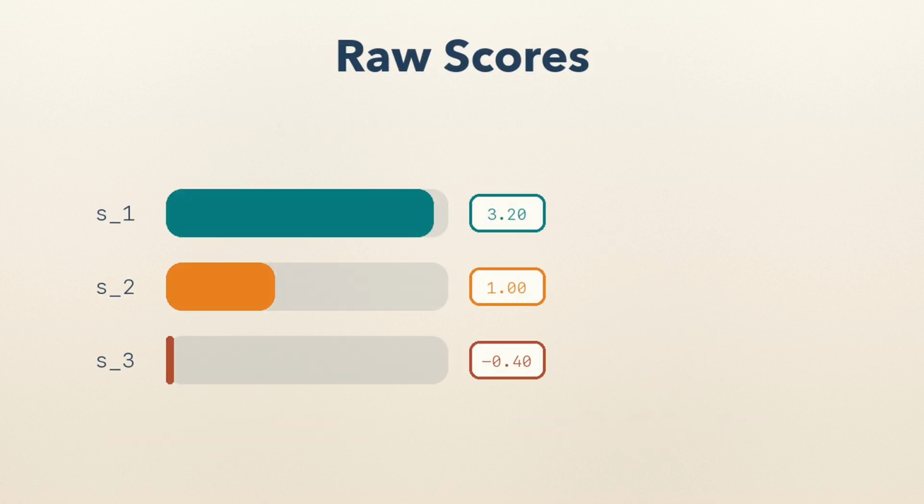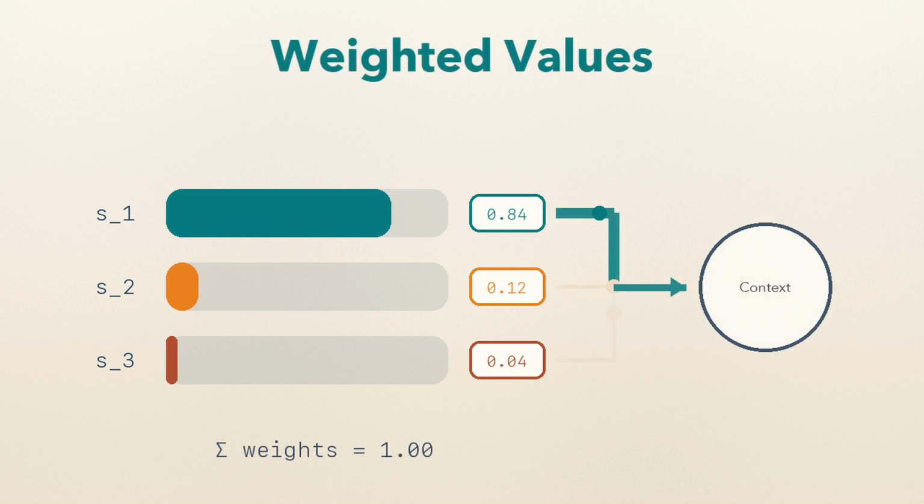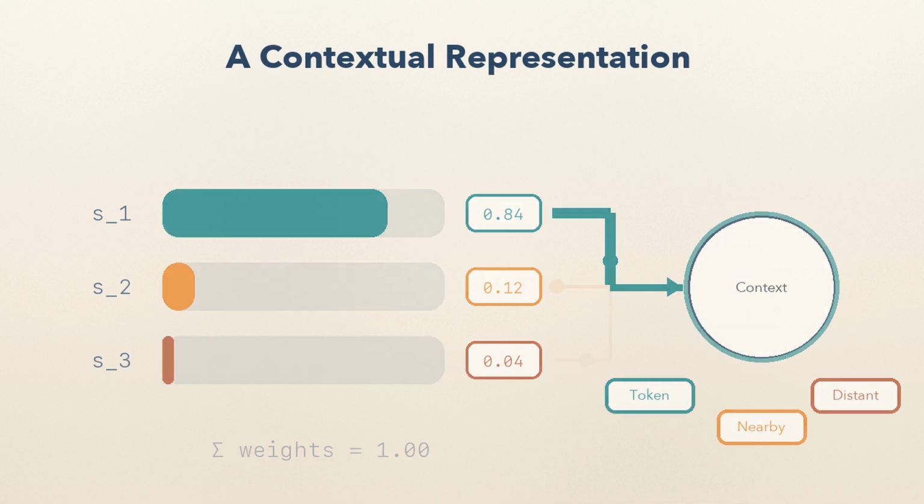These scores are passed through a softmax function. Softmax converts the scores into weights that add up to 1. The model then uses those weights to combine the value information from all tokens. The result is a new representation that contains both the token itself and the context around it.